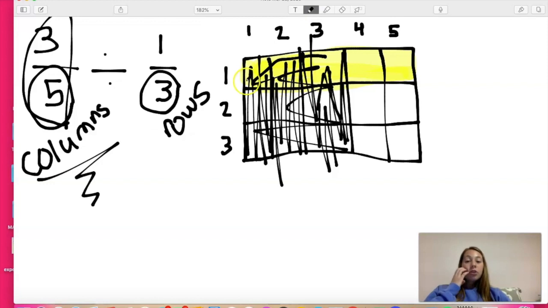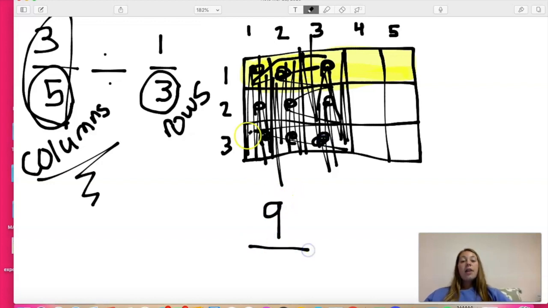Now we're going to count the squares. Sorry, it's kind of hard to see. The squares we shaded in black. So we have 1, 2, 3, 4, 5, 6, 7, 8, 9. That's our numerator. And then the yellow is going to be our denominator. So we have 1 here, 2, 3, 4, 5. Again, we get the same answer of 9/5.